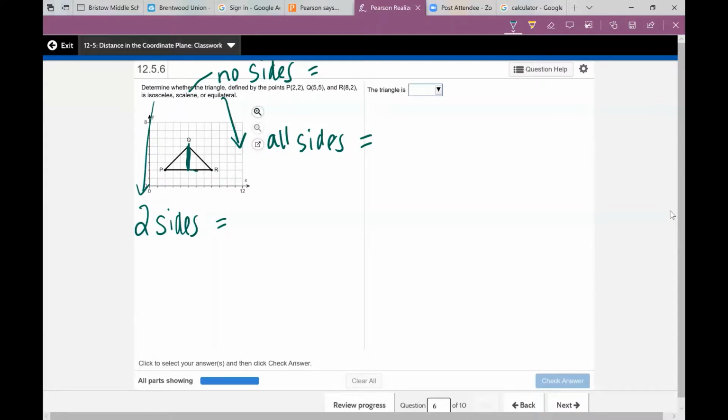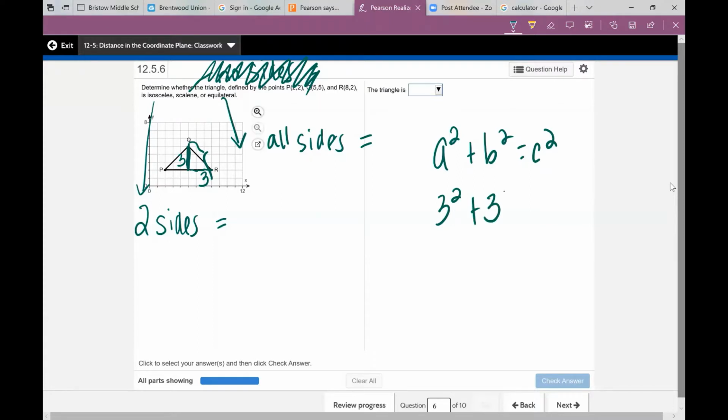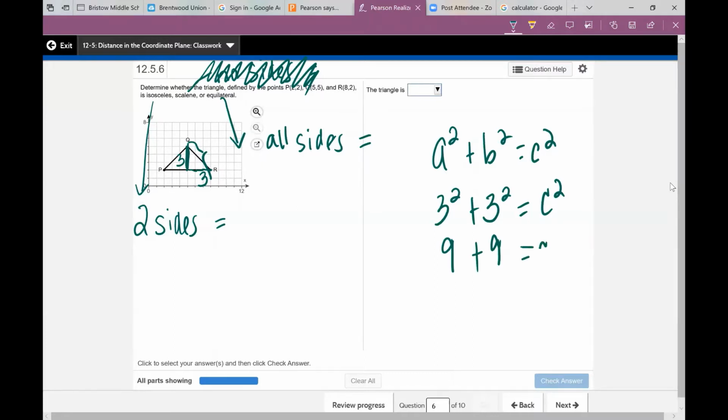So I'm going to count 1, 2, 3. From the middle of the triangle to the edge R, it's 3 units wide. And if I count up, it's 1, 2, 3 units tall as well. So that means so far it's not going to be scalene because at least 2 of the sides are equal. It could be that 2 sides are equal. It could be all the sides are equal. So let's use the Pythagorean theorem to figure out how long it is from Q to R. So one side is 3, the other side is 3. So 3 times 3 is 9. 3 times 3 is 9 again. And if I add these, I get 18.